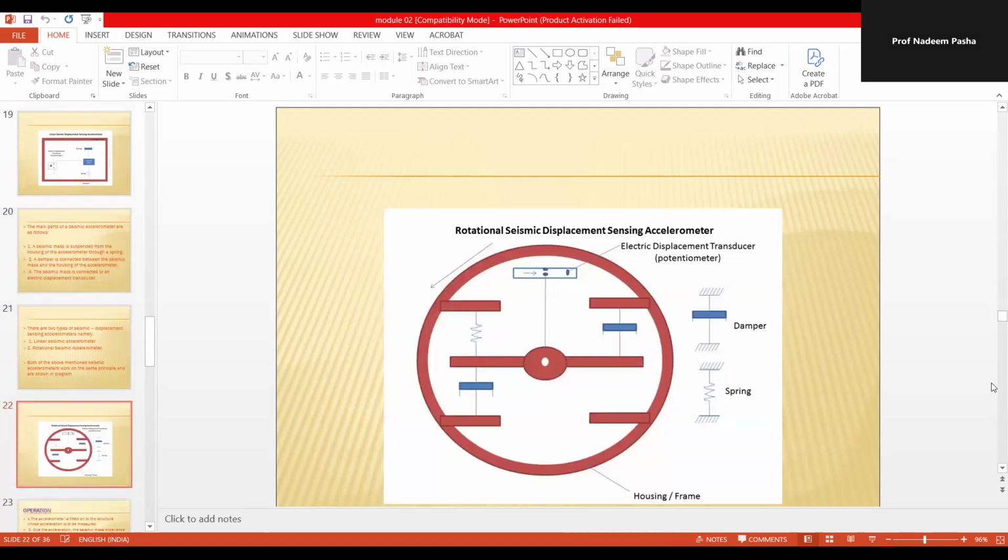So see here, rotational seismic displacement sensing accelerometer. So this is the figure. This is your electric displacement transducer. This is your damper. This is your spring.